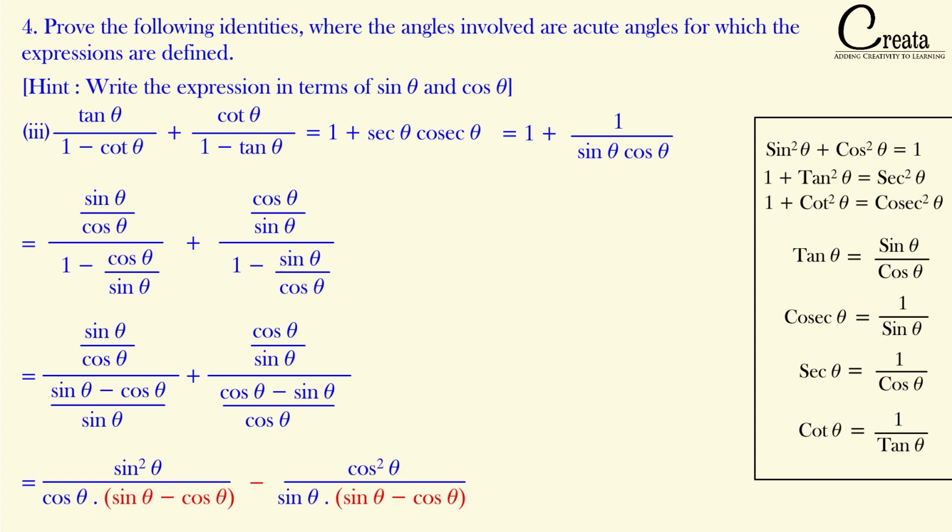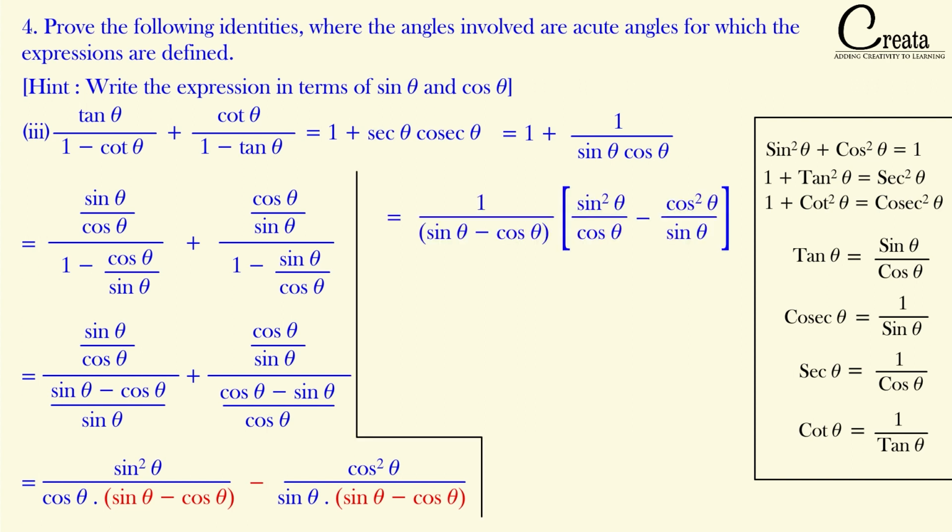So let's take 1 upon sin theta minus cos theta as common. We got sin square theta upon cos theta minus cos square theta upon sin theta. Let's take sin theta into cos theta as the LCM. We got sin cube theta minus cos cube theta upon sin theta into cos theta. We got the cube term. Do not worry, we can easily solve this.